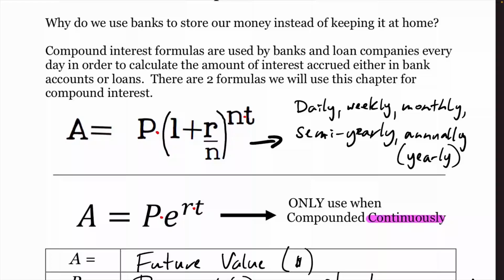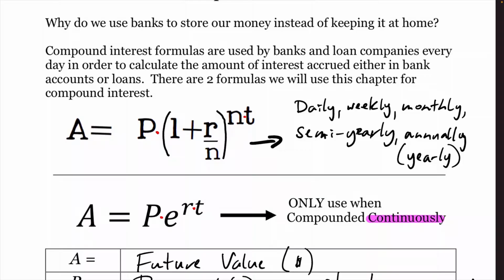Formulas they use. There's two formulas they use. One is the top one, one is the bottom one. How do they know which one? Well, it depends. How often does your bank put money into your bank account? They'll tell you. Compounded. They use the word compounded.